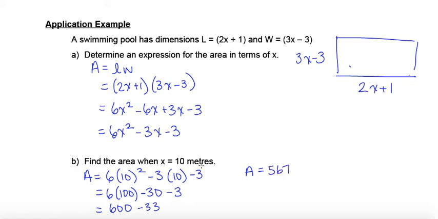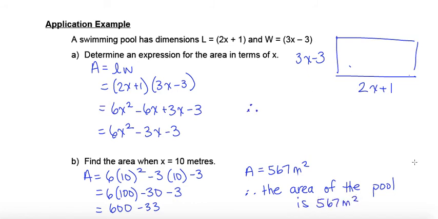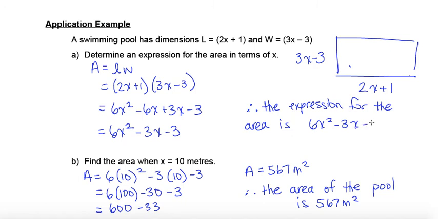And my units, because it told me meters, is meters, and because it's area, meters squared. So I could write some therefore statements. Therefore, the area of the pool is 567 meters squared. I could have also written a therefore statement for part A. Therefore, the expression for the area is 6x squared minus 3x minus 3.